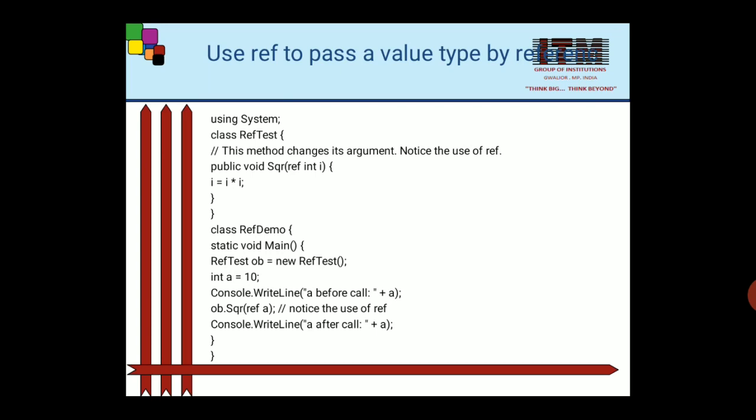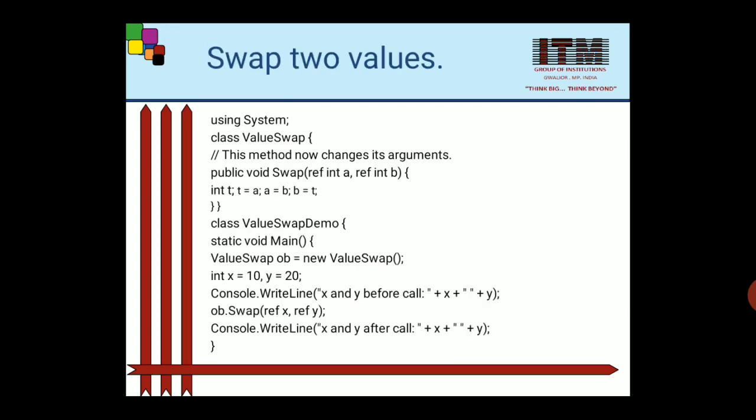The reason is that the method that receives such an argument assumes that the parameter refers to a valid value. So using ref, you cannot use a method to give an argument an initial value.